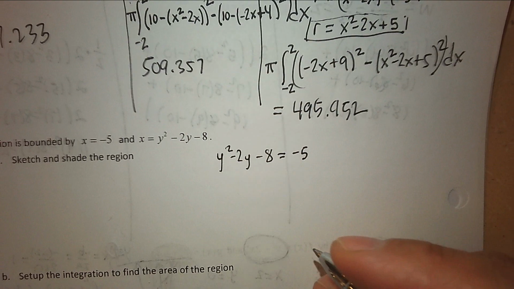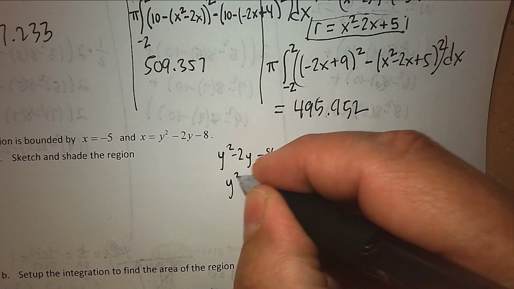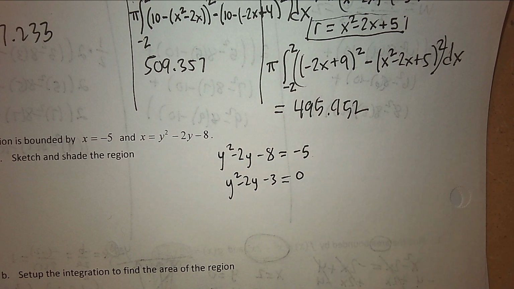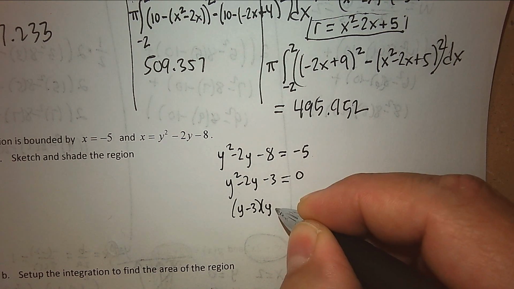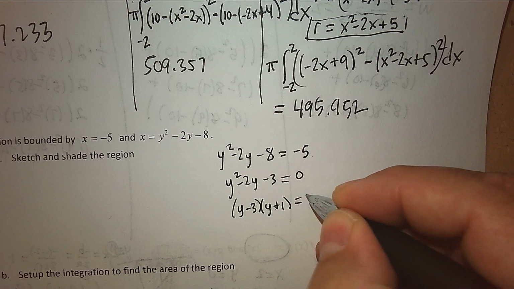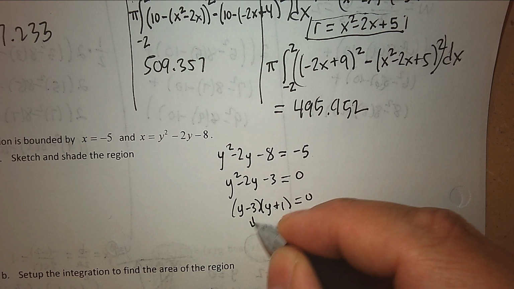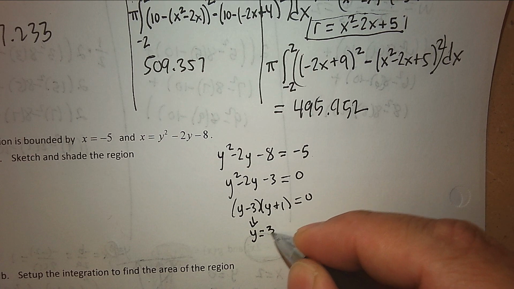So when I do that, that's what it looks like. To solve it, I'm going to add 5 to both sides. -8 plus 5 is -3. And then I'm going to solve it by factoring. Do you know how to factor that without drawing a diamond? What 2 numbers multiply to -3 and add to -2? Those are not my answers. Those are my factors. So from the first factor, what answer do you get? You get +3.